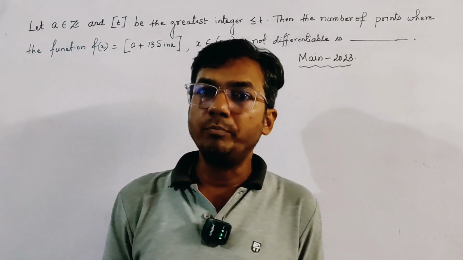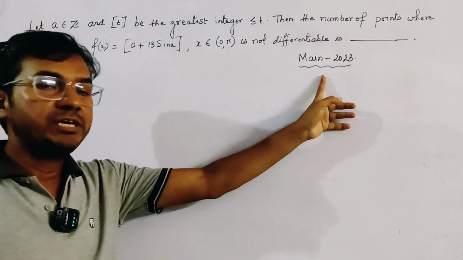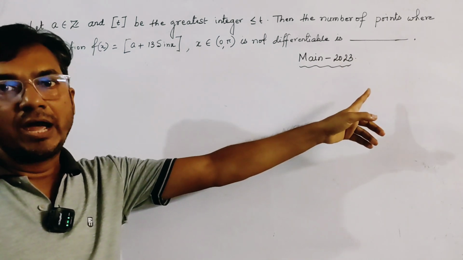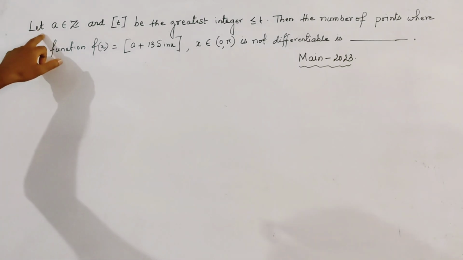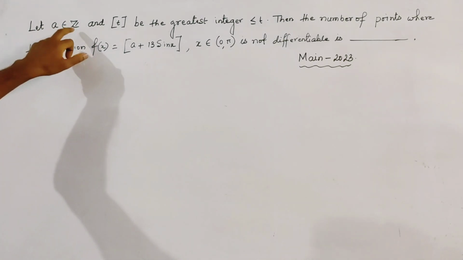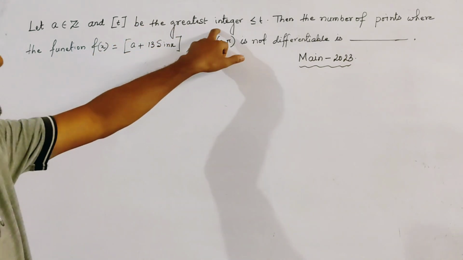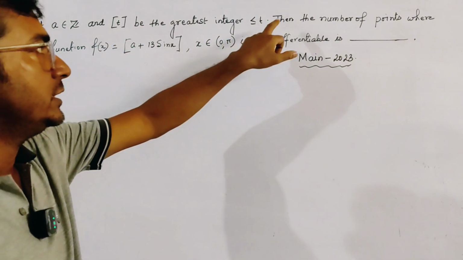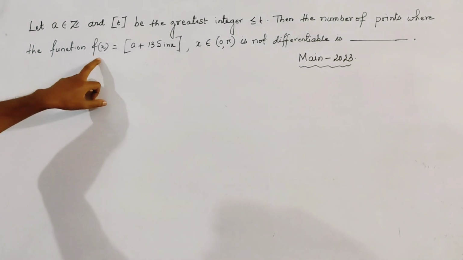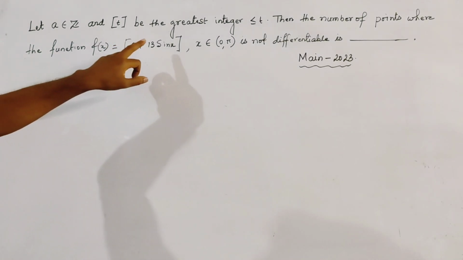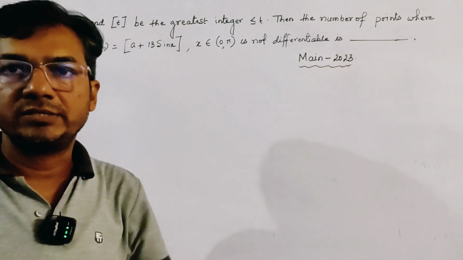This problem is from derivatives, and it is also from JEE Main 2023, from the first sheet. And the problem is: let A belong to Z, the set of integers, and [t] is the greatest integer function less than or equal to t. Then the number of points where the function f(x) = [A + 13 sin x], x belongs to 0 to pi, is not differentiable.